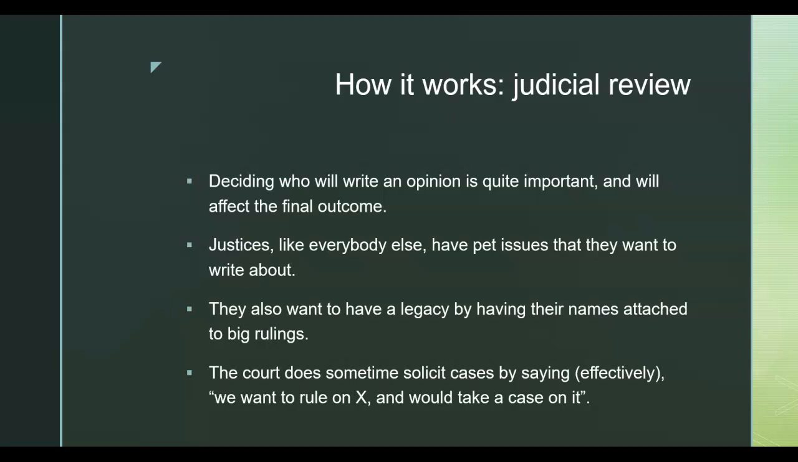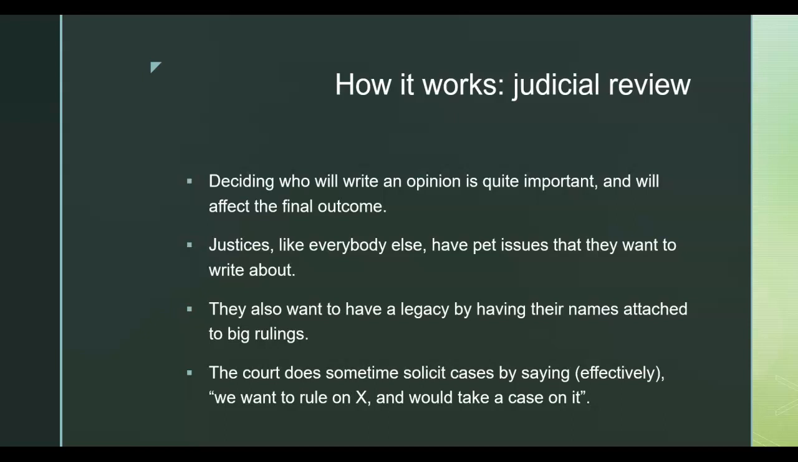Justices, like everybody else, have pet issues that they really want to write about. And so sometimes they really want to get things on the docket in order so that they can write the opinion, in order that they can craft the law on that subject. They also want to have a legacy. They want to go down in history as being a great justice, make a name for themselves, right? I get a little nervous about this element because they're supposed to be legal people and they're not supposed to really care about their larger historical reputation, but they really do. They care a lot about their larger historical reputation.